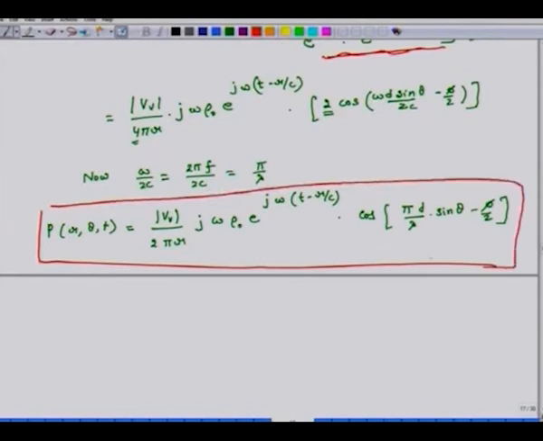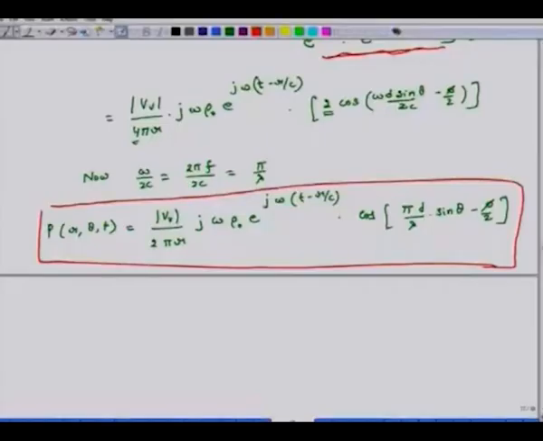What this relation shows is that if I know the volume velocity of these two sources and I am aware of the phase difference between the two sources, then I can calculate complex pressure using this relation. Once I have the complex pressure, I can take its real component and that will give me the actual pressure.